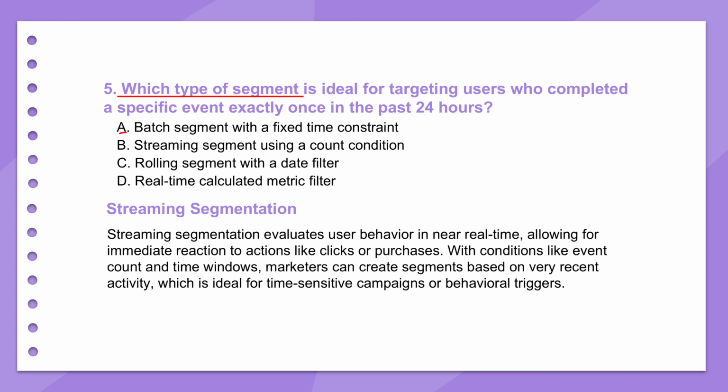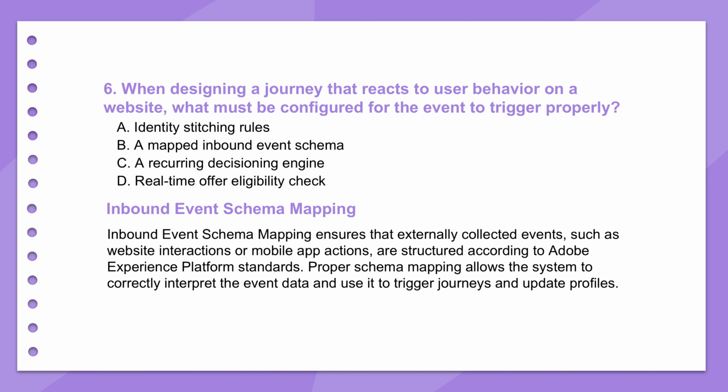Okay, let's shift gears slightly to a really fundamental aspect, reacting to what people do on your website. Question 6 asks what needs to be set up for a website event to properly trigger a journey in Adobe Journey Optimizer. Right. The essential foundation here, the absolute must-have, is a mapped inbound event schema. Okay, a mapped inbound event schema. Yeah. Think of the website as speaking one language, and this mapped inbound event schema is like the translator that Journey Optimizer understands. Like a dictionary.